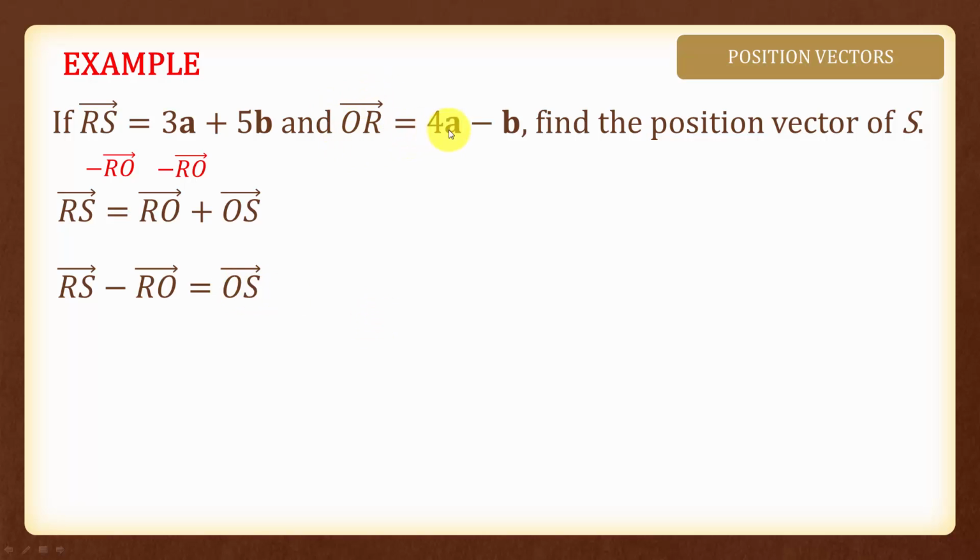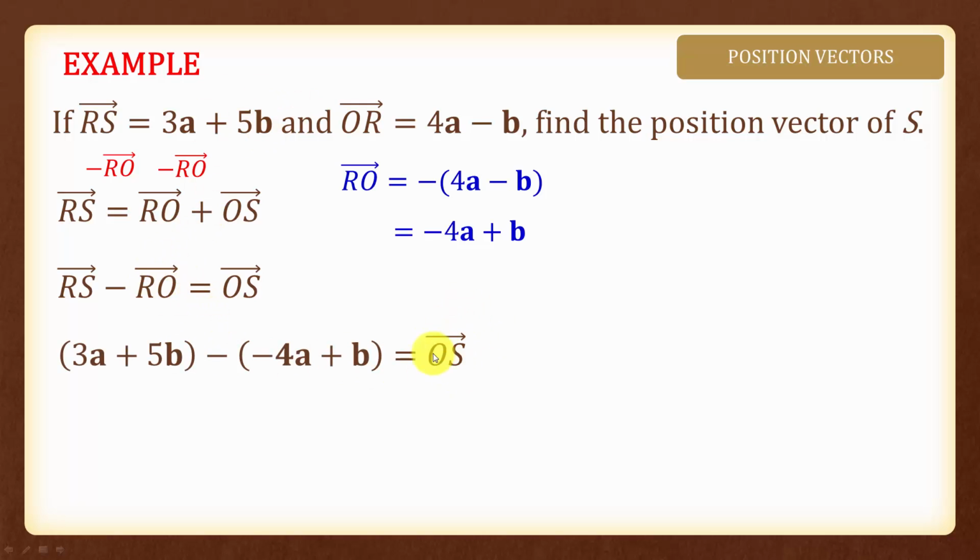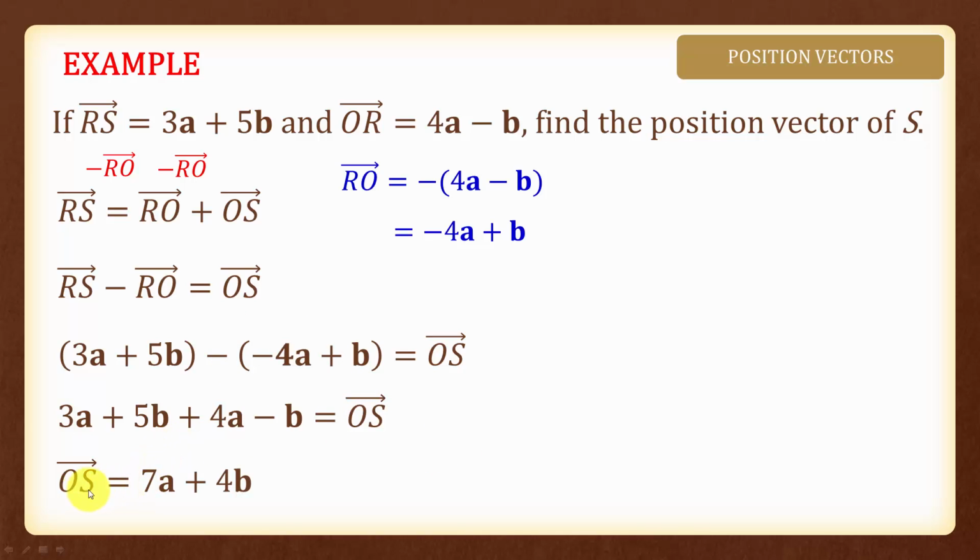Now, vector OR is equals to 4A minus B. Vector RO will be the negative of this vector, which will be equals to negative 4A plus B. Substituting this and vector RS into the equation, we can find vector OS. And opening the brackets, we will get 3A plus 5B plus 4A minus B equals to vector OS. Further simplification will give us the answer vector OS equals to 7A plus 4B.